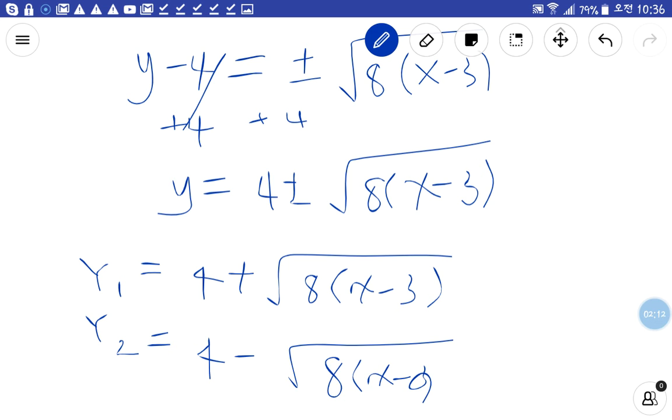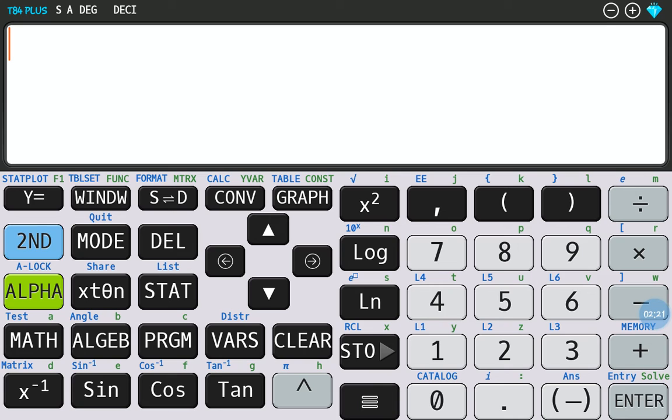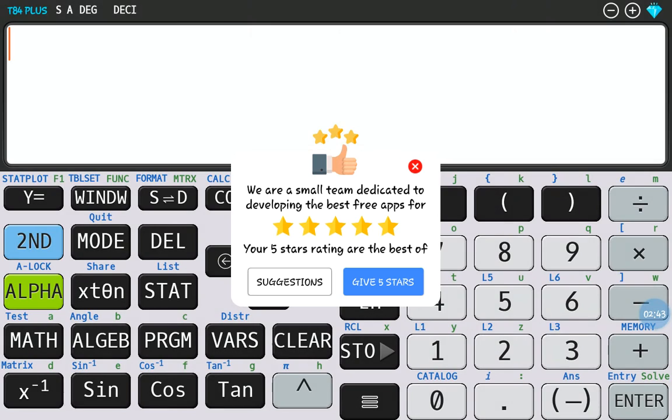Let me open my graphing calculator and let's work with this. I click the y equals tab. Okay, so I have to do the graph, so click graph. I think my calculator froze. Alright, one more time.